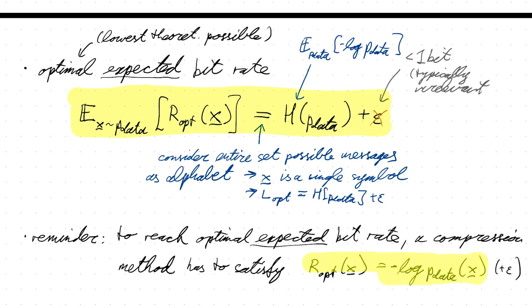I'm not saying that you can't beat this bit rate for individual symbols, and we saw this in the problem sets, but if you do that, then you can no longer reach this optimal bit rate in expectation. So if you have this optimal bit rate in expectation, then you also have this relation for every data point, for every message x. That should also be highlighted.